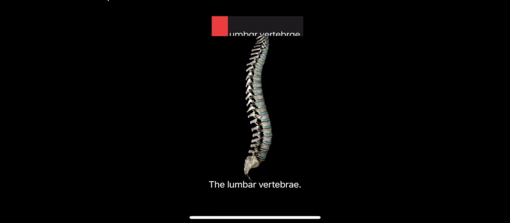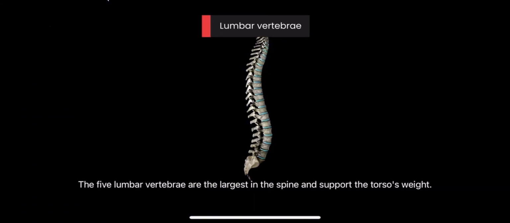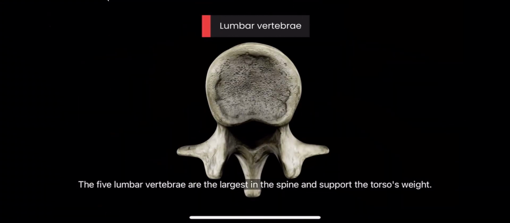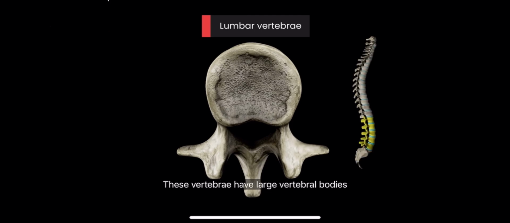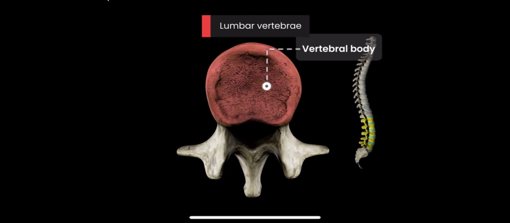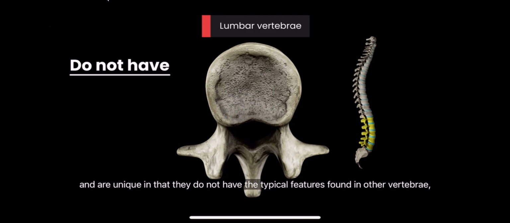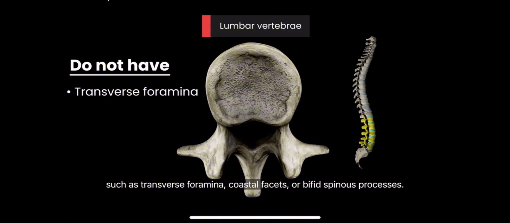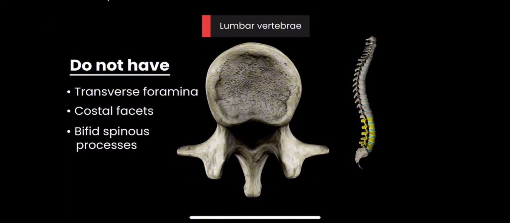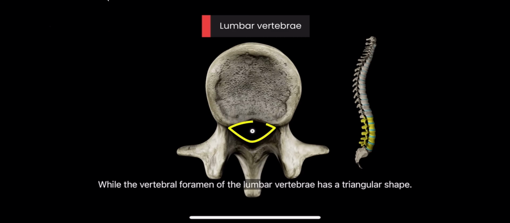The lumbar vertebrae. The 5 lumbar vertebrae are the largest in the spine and support the torso's weight. These vertebrae have large vertebral bodies and are unique in that they do not have the typical features found in other vertebrae such as transverse foramina, costal facets, or bifid spinous processes, while the vertebral foramen of the lumbar vertebrae has a triangular shape.